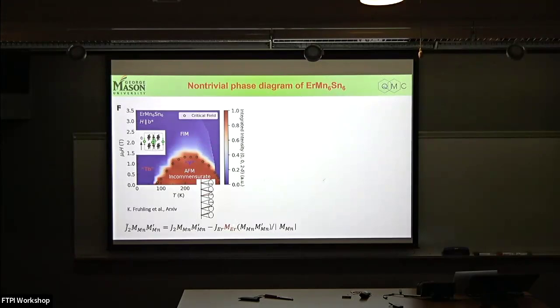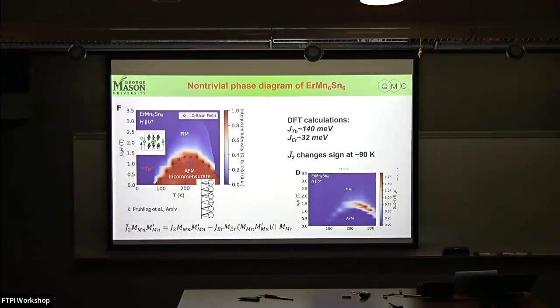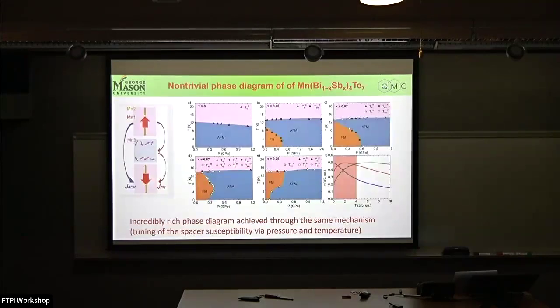It turned out again that there is this additional interaction. J2 is being modified by the interaction mediated by erbium, but because erbium is strongly fluctuating, this interaction is very temperature dependent, and it so conspires that at some point J2 switches from net ferromagnetic to net antiferromagnetic, and the system switches to the spiral. Anyway, these are DFT calculations confirming that. There's also a topological Hall effect of a similar type observed here.